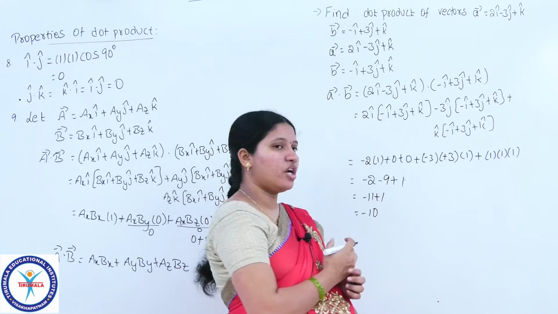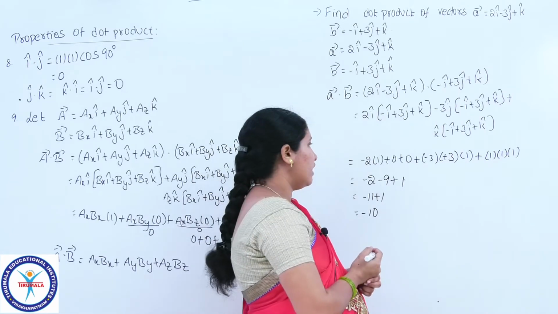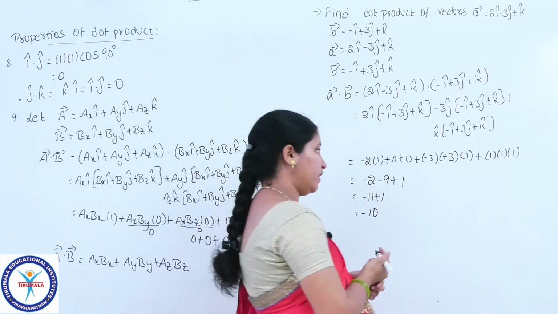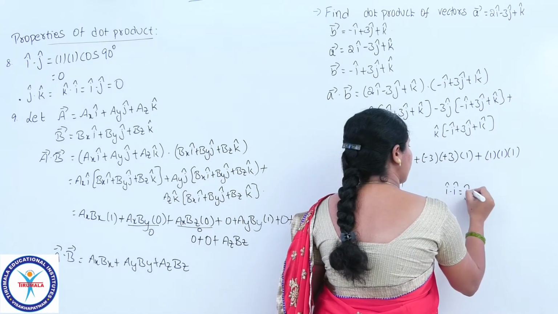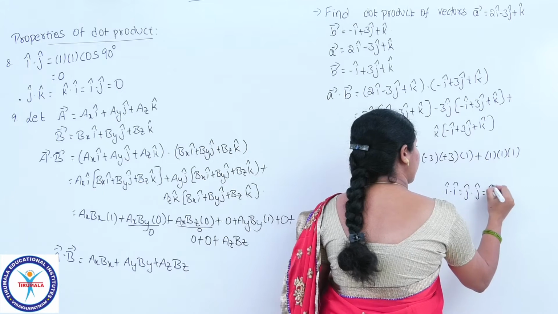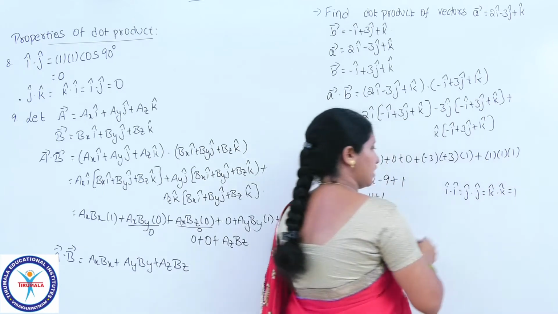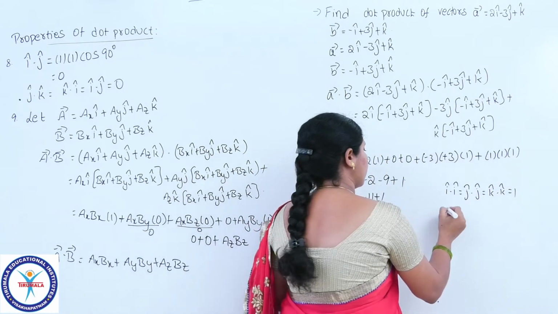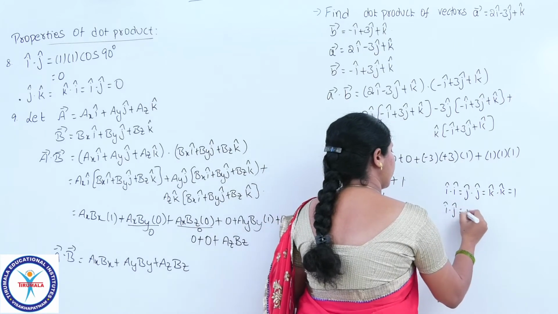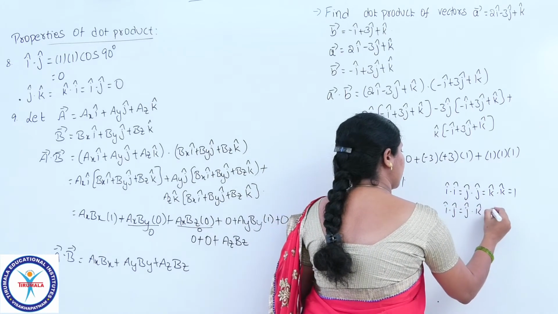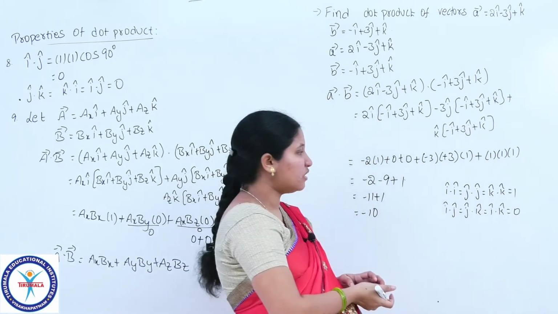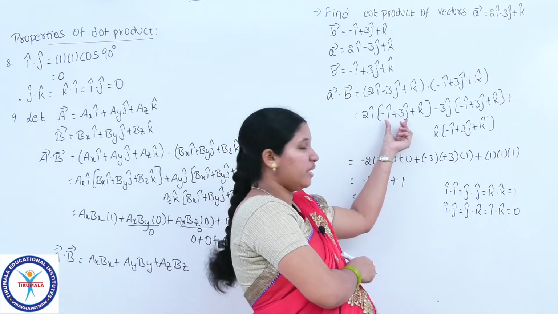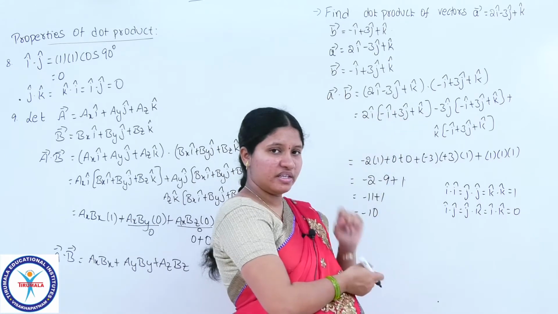So, in this way we have to solve it. It will be easy for us if we remember what will be the value of i dot i, j dot j, k dot k, which is equal to 1, and i dot j, j dot k, and i dot k is equal to 0. So, if you remember these values, we can simply solve the problem very easily.